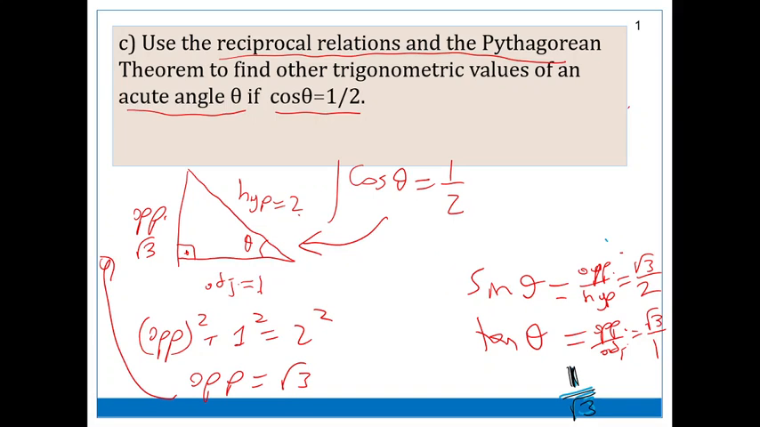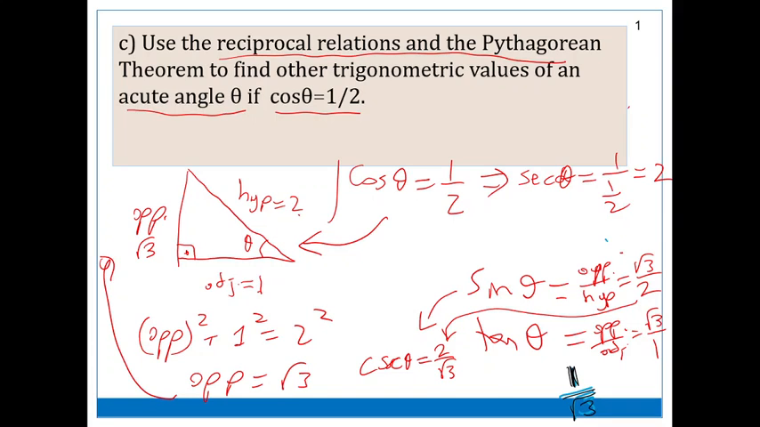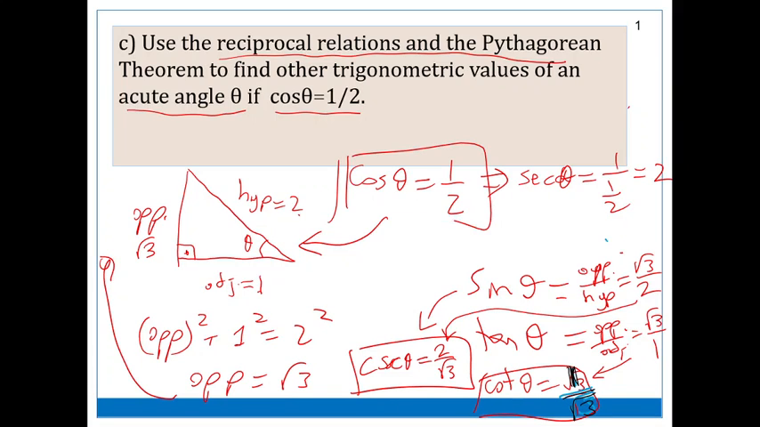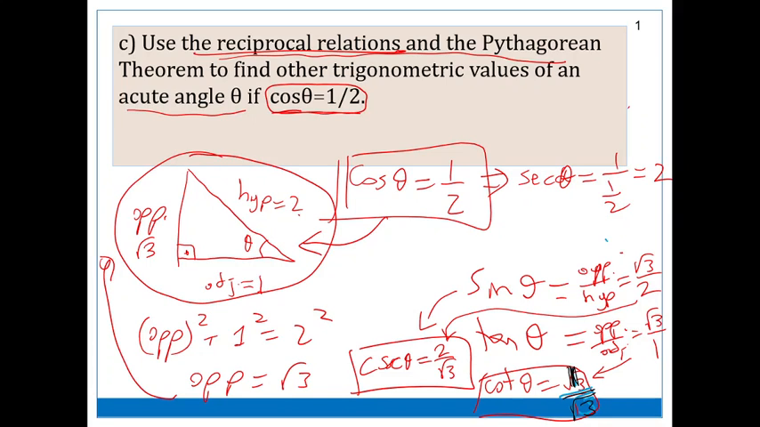So here we got secant theta is equal to 1 over 1 over 2, which is 2. And cosecant theta is 1 over sine theta, so you flip. And the cotangent theta, you flip this one, it will be 1 over square root 3. So here is how we get them. Again, I'm warning you, if it just gives you one trigonometric value asking for the others, you can set up the triangle this way, but if one of the lengths is given, you cannot do this.